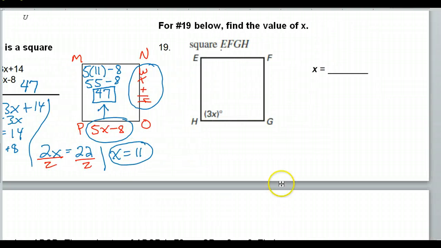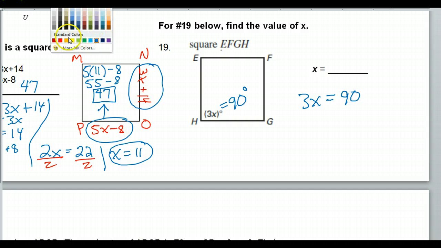Okay, what about number 19? Another square. Well, it's a square, which means that every one of these angles is 90 degrees. So this 3x is equal to 90 degrees. Pretty simple. 3x is equal to 90 degrees. Divide both sides by 3, and what do you get?